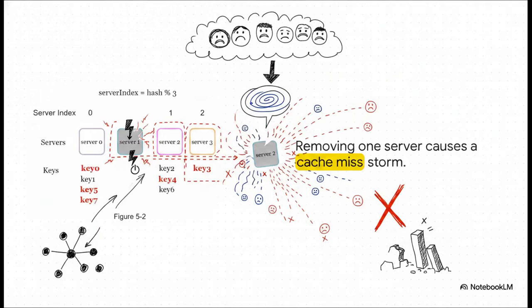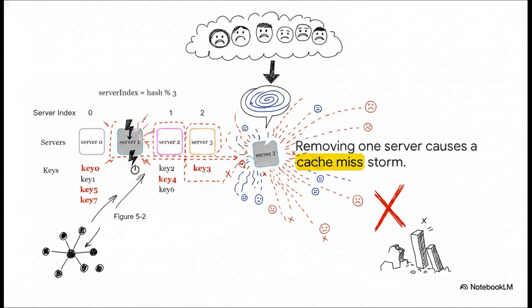But here is the villain of our story. What happens if a server crashes? Or what if we need to quickly add a new server to handle a massive traffic spike? Let's say server 1 goes offline. Boom. Now our server pool size is 3. The hash value for the keys hasn't changed at all, but because we're now applying modulo 3 instead of modulo 4, the underlying math is completely wrecked.